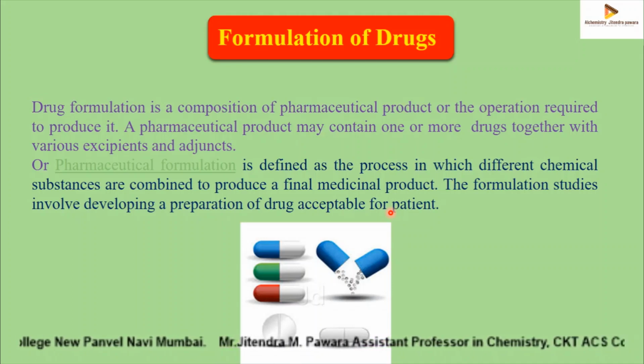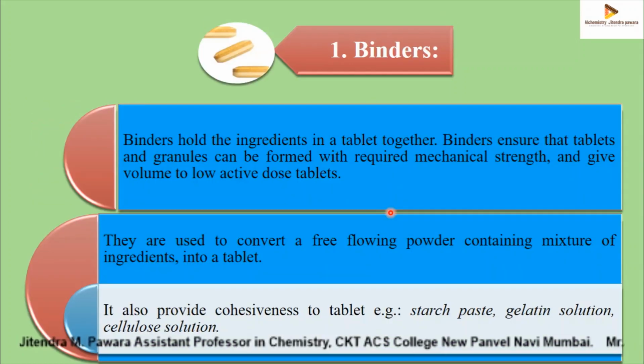In most dosage forms, the only ingredient regulated by law is the active drug, that is the active pharmaceutical ingredient, API. The excipient is any component of a finished dosage form other than the therapeutic ingredients. So we'll see what excipients are used during the preparation of drug. The first one is binders.